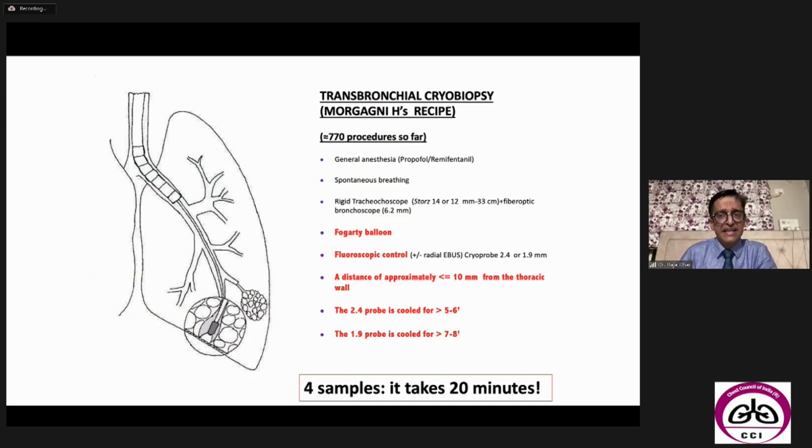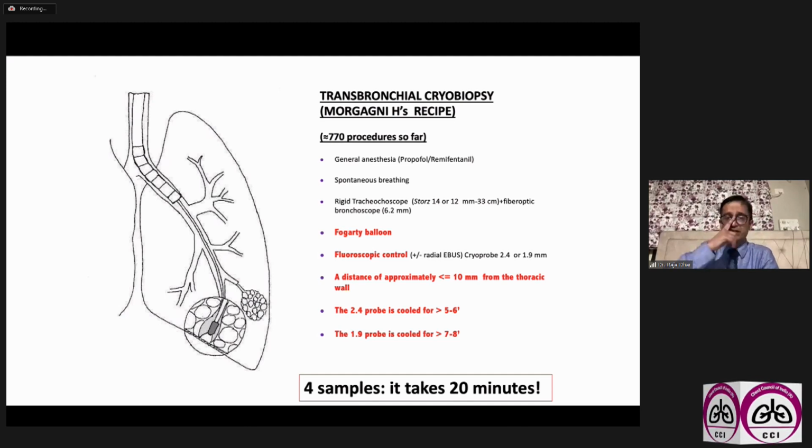So you would sedate the patient deeply or you would give them general anesthesia. They would, however, be bleeding spontaneously. This has described it through the rigid. I have done it both ways and I find the rigid to be safer rather than doing it through the flexible. But if you don't do rigid, it shouldn't stop you from doing cryobiopsies. The Fogarty balloon that we spoke about, the fluoroscopic control, which we did not speak about. And there are centers in the country which do it without fluoroscopic control. But again, my advice would be to always use a fluoroscope. It reduces the chances of a pneumothorax significantly.